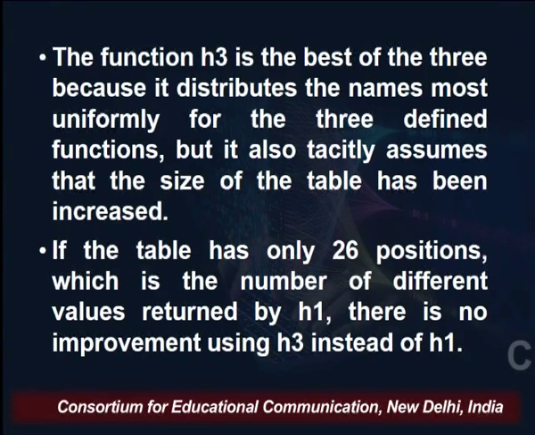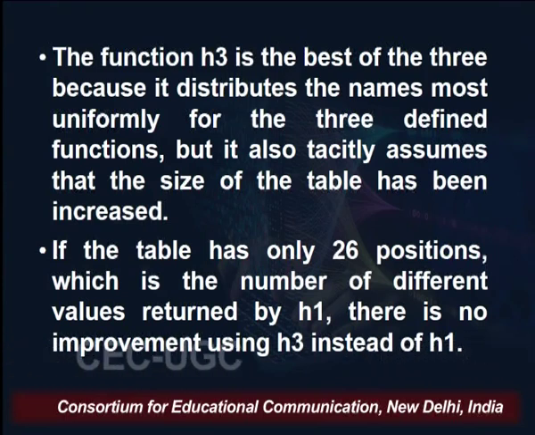The possibility of hashing different names to the same location, that is nothing but collision, still exists. So whether we take h1, h2, or even h3, none of them is collision free. Yes, the extent of collision differs, and looking at this scenario, we can say that function h3 is the best of the three, because it is going to distribute the names most uniformly for the three defined functions.